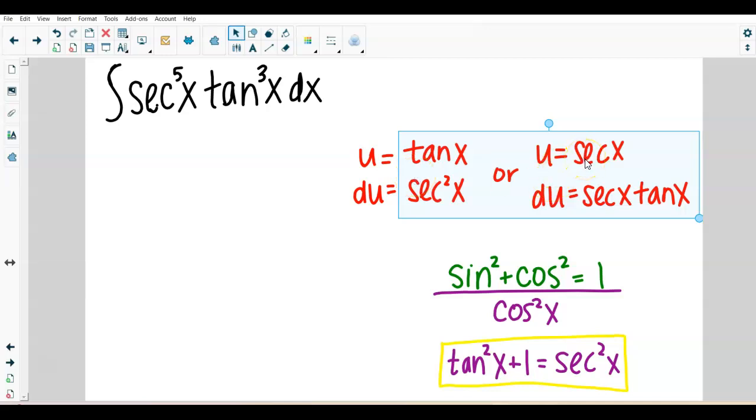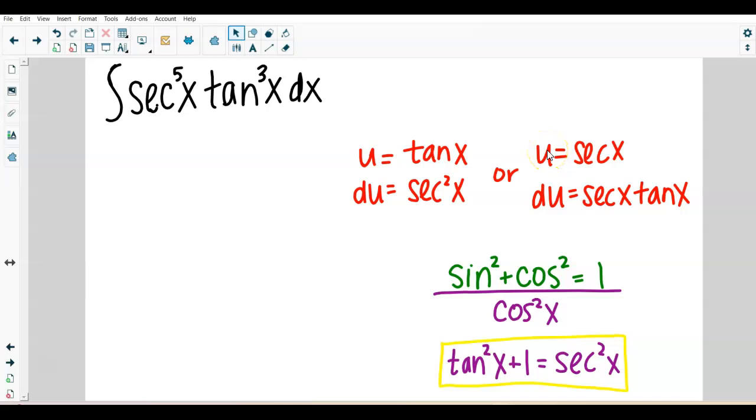Or the other way, if we made u secant and our du secant tangent, we could make that as well because we can use our trig identity here. If we divide it by cosine, we could somehow get a relationship between secant squared and tangent squared, which we will need later. So I'm kind of just setting up, we have options here.